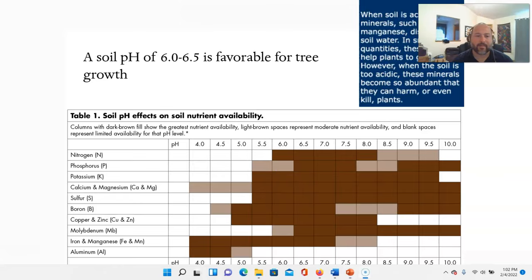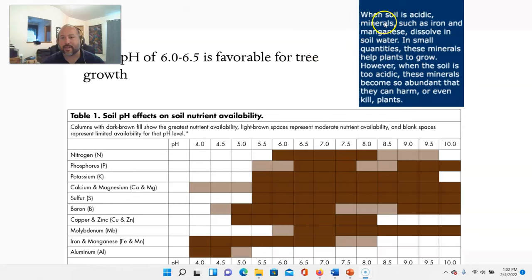And I'm going to slide myself over here now because I want to just talk about this a little bit right here. When soil is acidic, minerals such as iron and manganese, so if we look down here, here's iron and manganese right here, they dissolve in soil water. So it's good if the soil is slightly acidic. It's going to be really easy to get iron and manganese. In small quantities, iron and manganese are going to help your plant grow. However, if your soil gets too acidic, down below 4 or so, then iron and manganese just start to accumulate and accumulate and accumulate so much that they can actually harm or kill your plant.